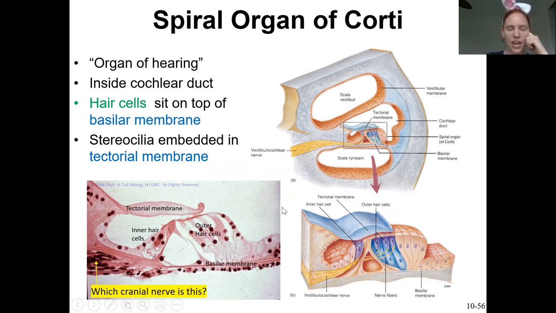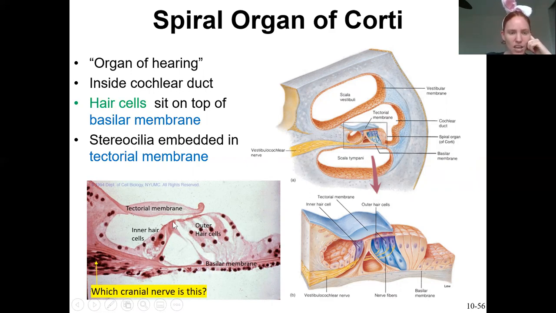So the whole thing is called the spiral organ of Corti. It includes the receptor cells, which are called hair cells. Remember, they're hair cells because they have their little stereocilia sticking out on top. You have inner hair cells on this side, and then outer hair cells on that side. The inner hair cells are the ones that are actually going to be activated to hear sound waves. And the outer hair cells, they have a different function. They actually help stabilize the membrane there.